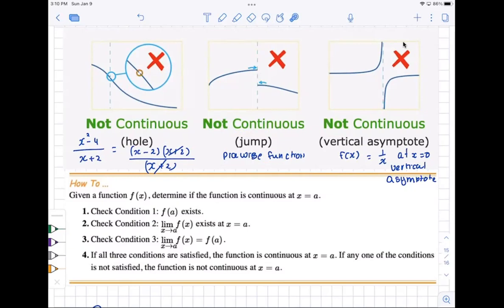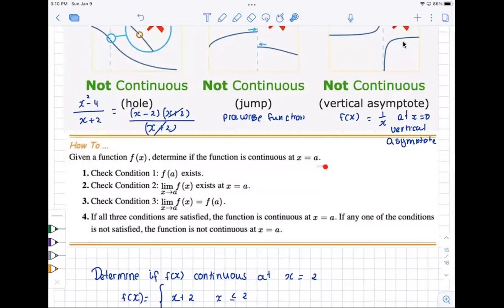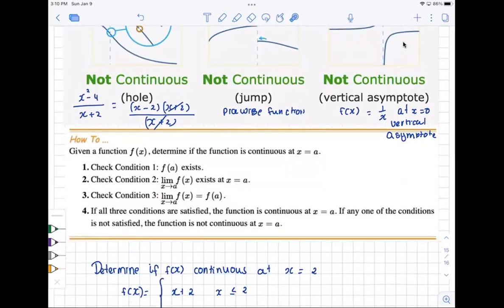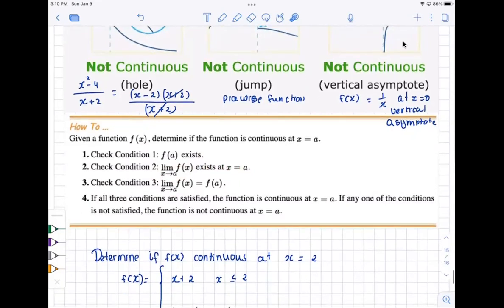So how do we determine that a function is continuous at some value x equal a? We have to satisfy three conditions. First, f of a exists. The second condition is that the limit as x approaches a exists. And the third condition is that the limit as x approaches a equals the value f of a.